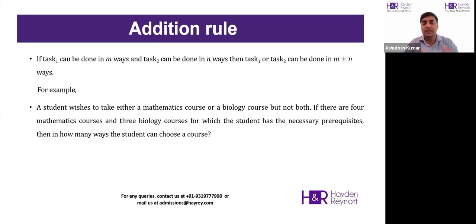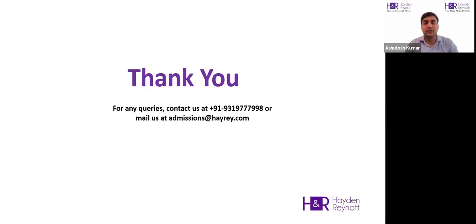So in this case, we can simply add the number of ways in which you can choose the mathematics courses, which is 4, and the number of ways in which you can choose the biology courses, that is 3. The total is going to be 7. So the student can choose one course in a total of 7 ways. So this is the multiplication and addition rule of the fundamental principle of counting. That's all for this counting method. Thank you.